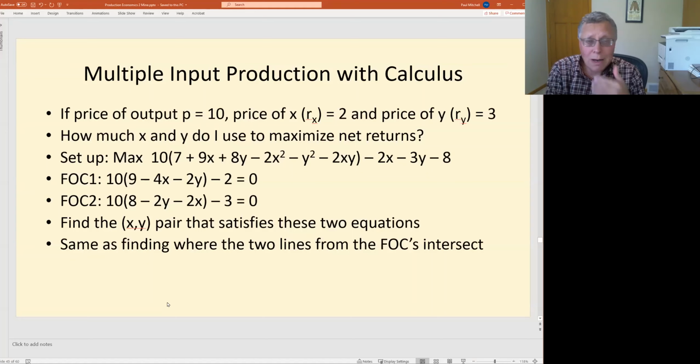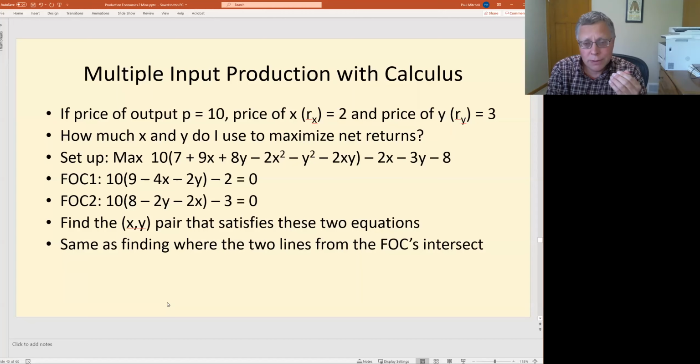Do it with respect to y for the second first order condition. It's going to be the 10, but now inside there you can take the derivative with respect to y. You're going to pick up an 8 from the 8y term. You're going to pick up a minus 2y from the minus y squared term. You're going to pick up a minus 2x from the minus 2xy term. And then don't forget the price of y, which in this case is minus 3. And now these are two first order conditions. They're both equal to 0.